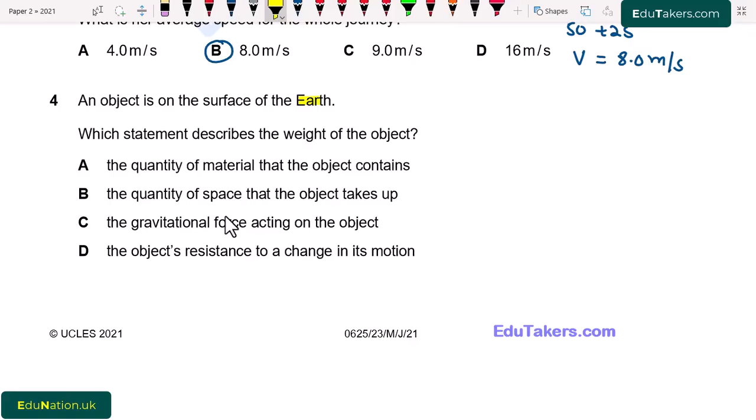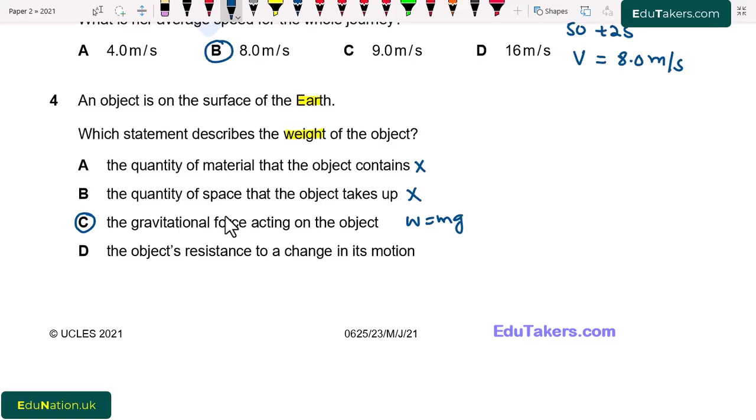Question number 4. An object is on the surface of earth. Which statement describes the weight of the object? So what is meant by weight? A. The quantity of the material that the object contains. This is not correct. B. The quantity of the space that the object takes up. It is also incorrect. The gravitational force acting on the object. So this option is correct because weight is equal to mg.